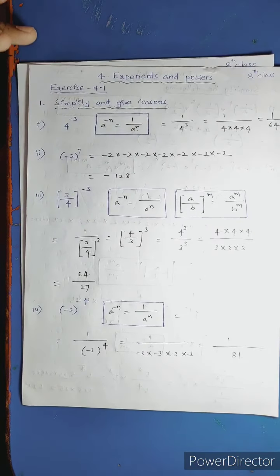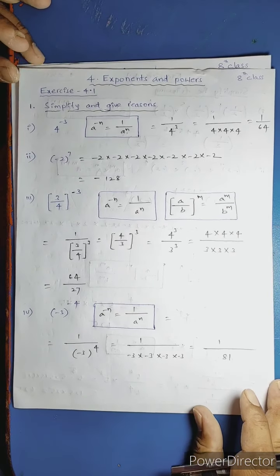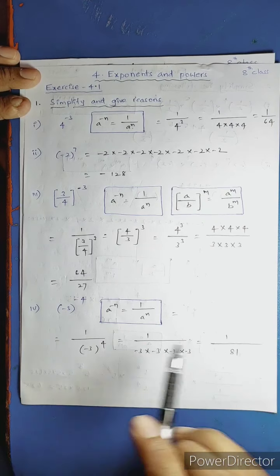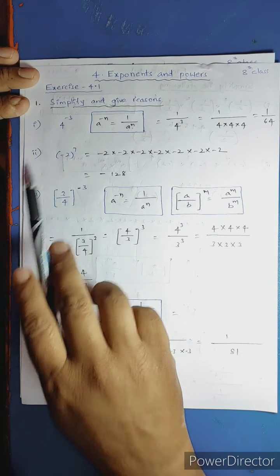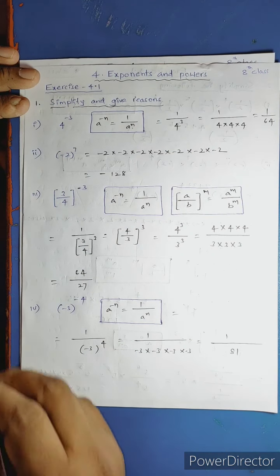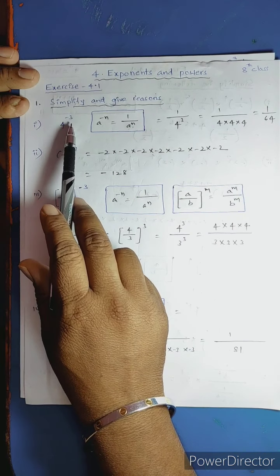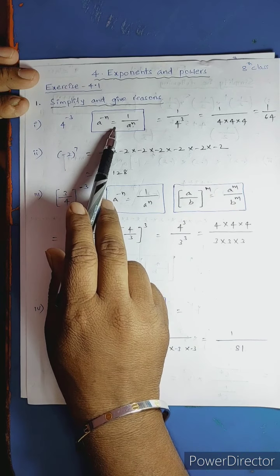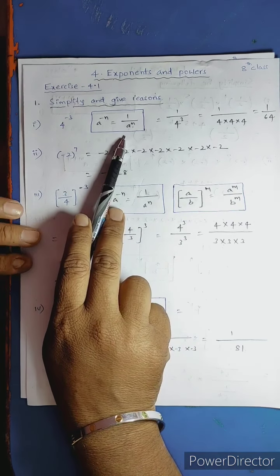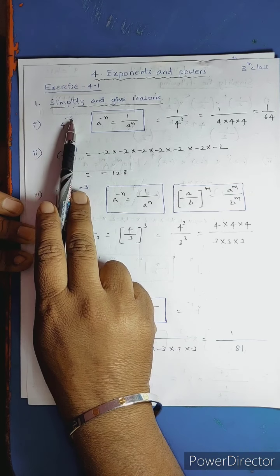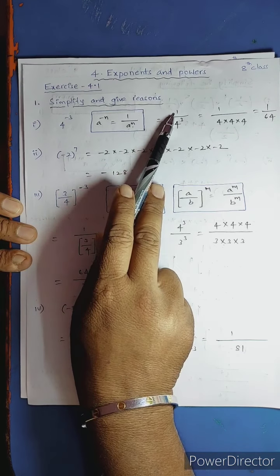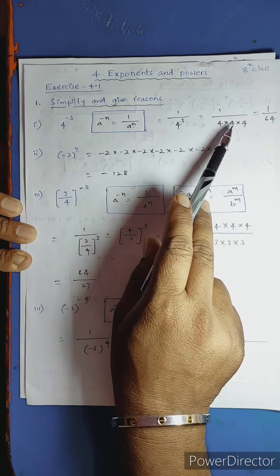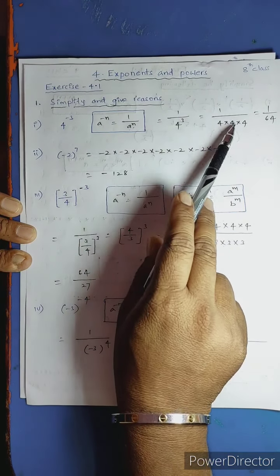Now exercise 4.1, first section: simplify and give reasons. First problem, 4 power of minus 3. Simplify this numerical term. This one is in the form a power of minus n is equal to 1 by a power of n. So instead of 4 power of minus 3, we can write 1 upon 4 cube, 1 by 4 into 4 into 4, 4 3 times.